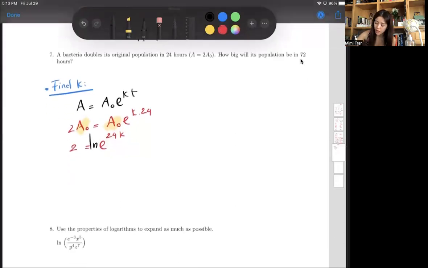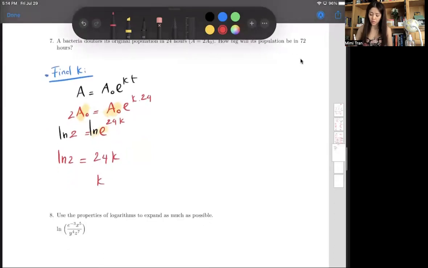Take ln of both sides. We did a problem similar to this, I think the same problem in the lecture. All right, ln e cancels. So I got ln 2 equals 24k. So k equals what? ln 2 over 24. That's my k.